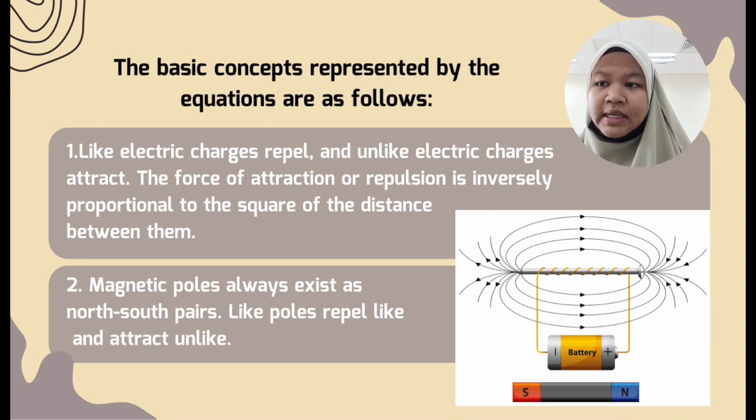The first one is, like electric charges repel and unlike electric charges attract. The force of attraction or repulsion is inversely proportional to the square of the distance between them. The second one is, magnetic poles always exist as north-south pairs. Like poles repel like and attract unlike.